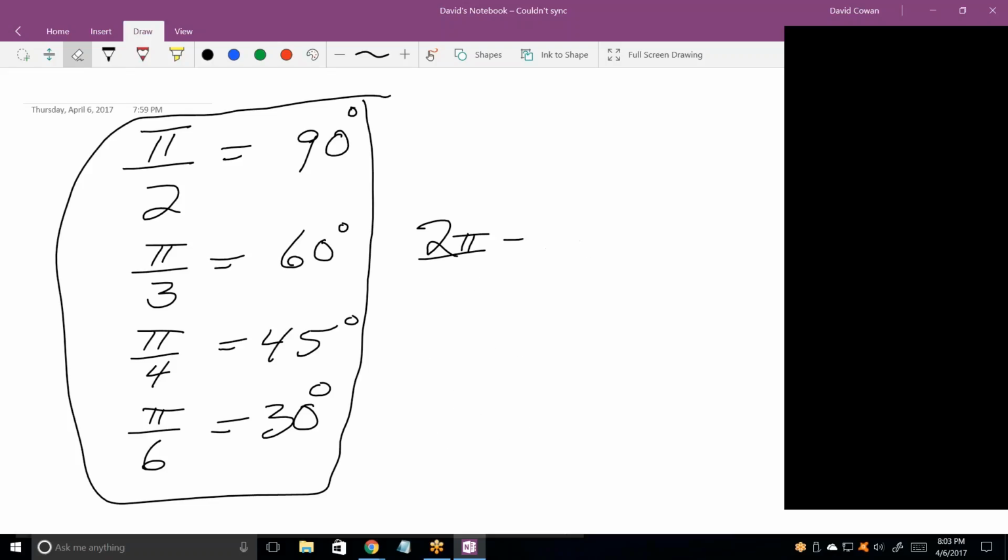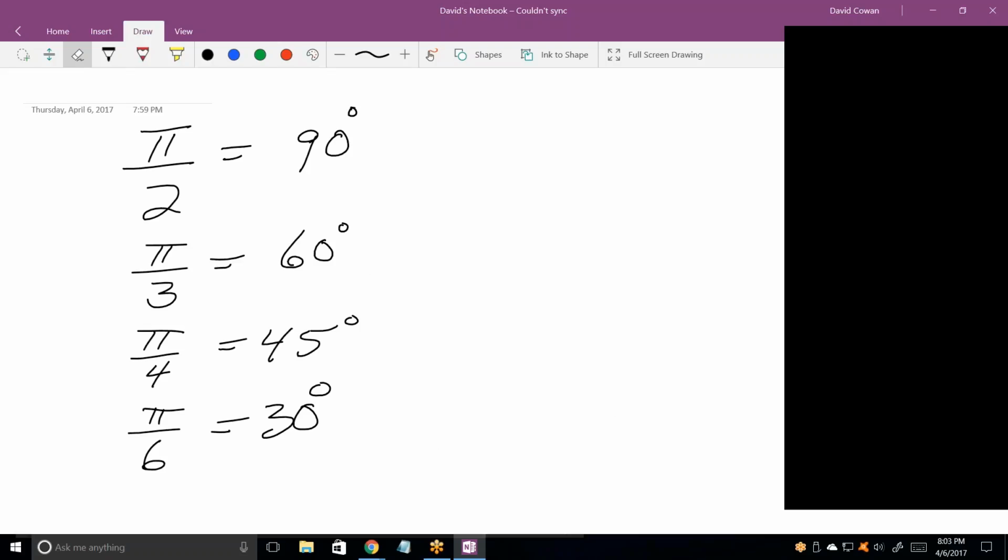Now, there's a more official way of converting, and that's by using the conversion factor, pi over 180 or 180 over pi, depending on which way you're going. But if you're going from radians to degrees, I defy anybody to come up with a simpler method than the one I just explained.